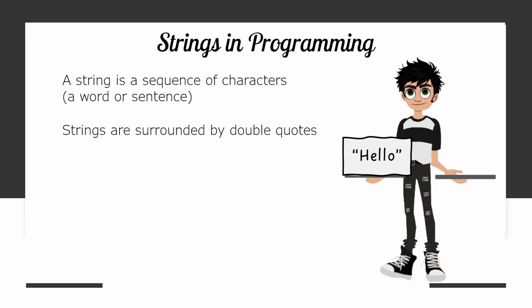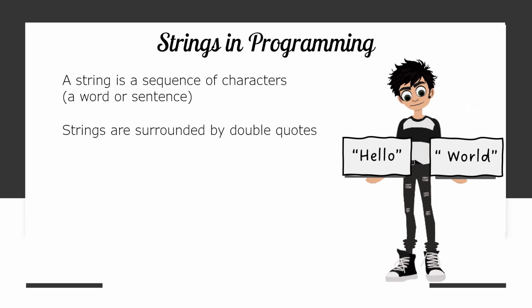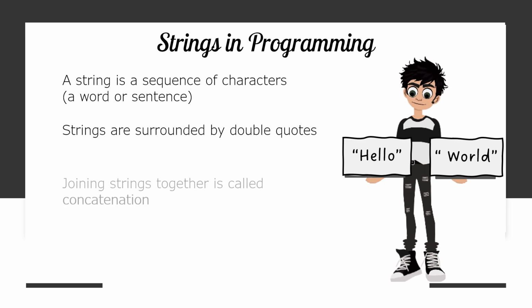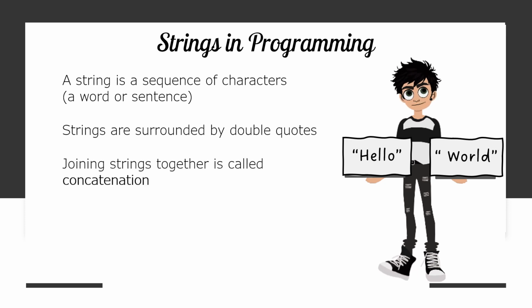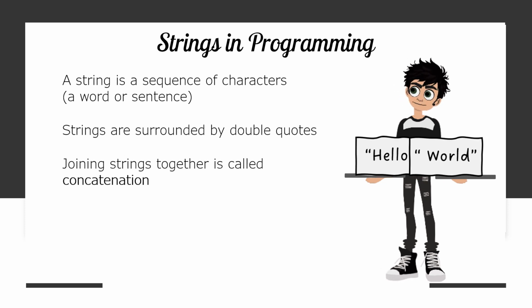So let's add another string called world. Now, when we have two strings, we're going to surround both of them with our double quotes, but then we can also join them together. And when we join something together, or concatenate, these two strings become a single string of hello world.